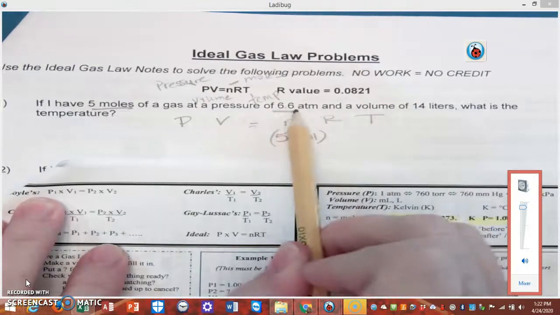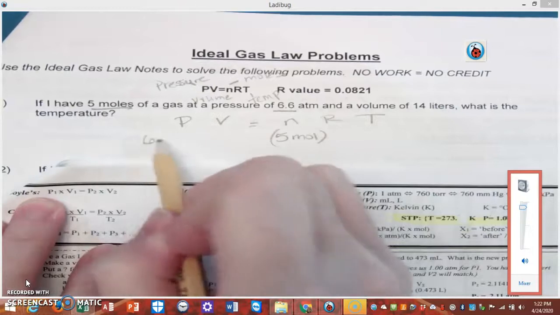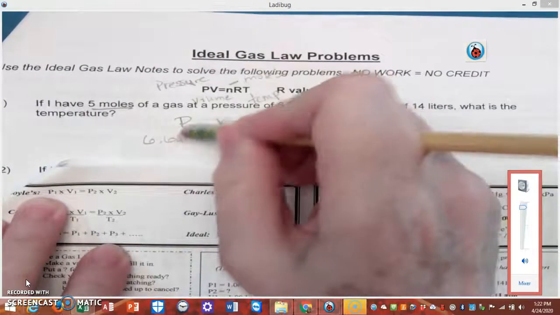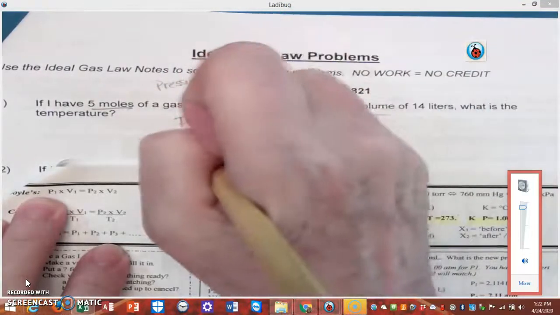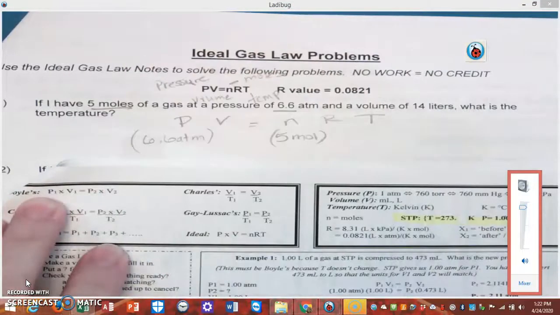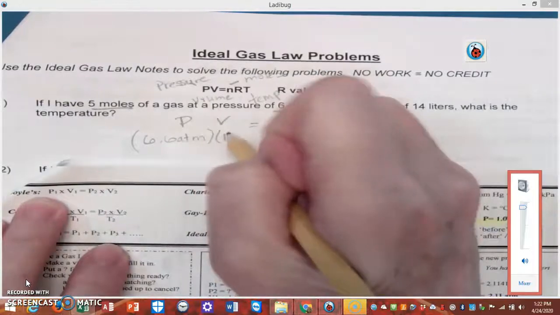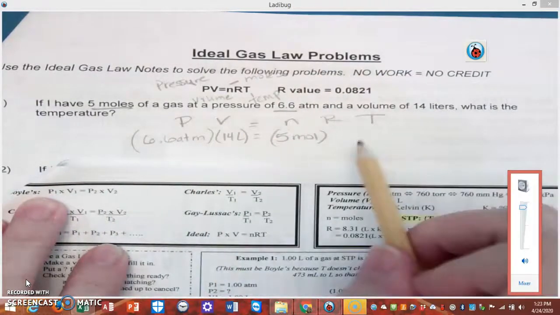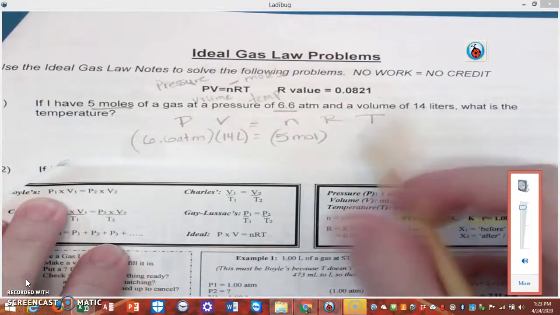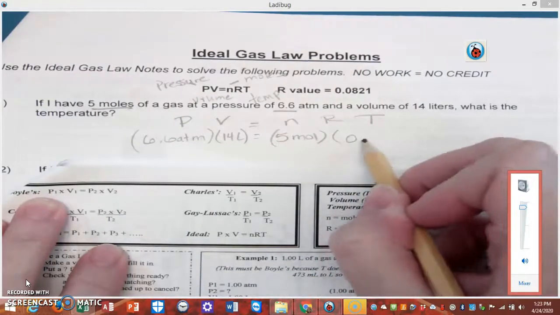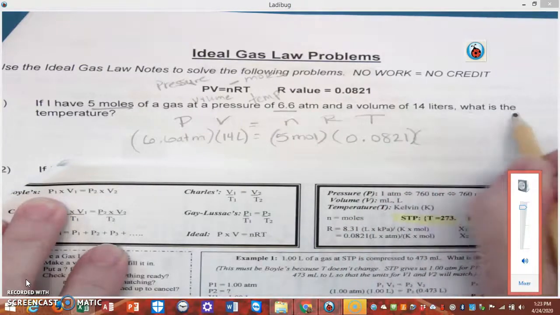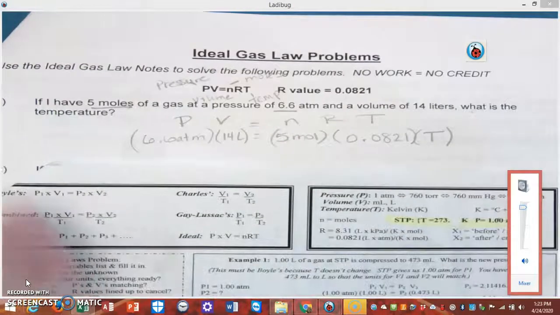At a pressure of 6.6 atms, it's ATMs, and a volume of 14 liters. So 14 liters. Okay, so now we're on the other side of the equation. We have R value, which is our gas constant. And what are we looking for? What is the temperature? And temperature will come out in Kelvin.